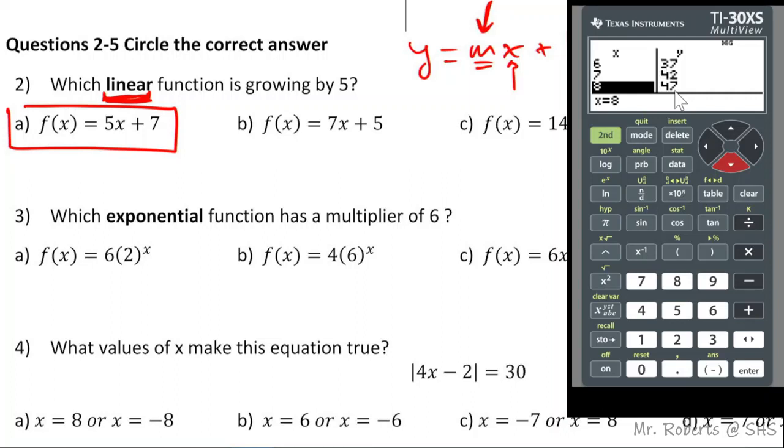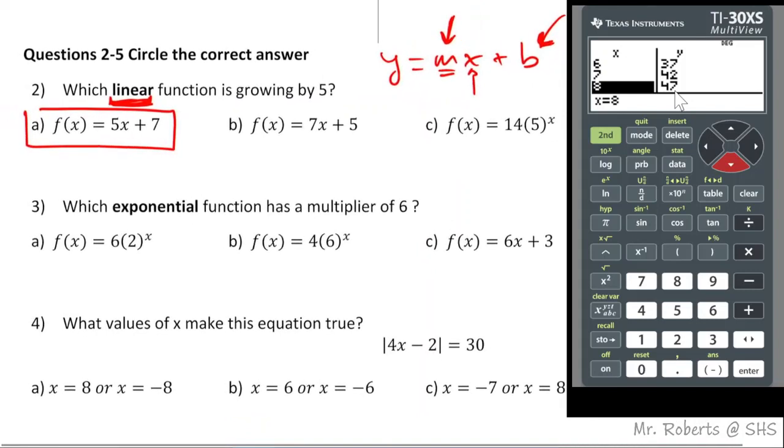The next question, question 3, says which exponential function has a multiplier of 6? So because it's exponential, I know my only two options would be A and B, right? Both C and D are linear, so those are out of the picture.